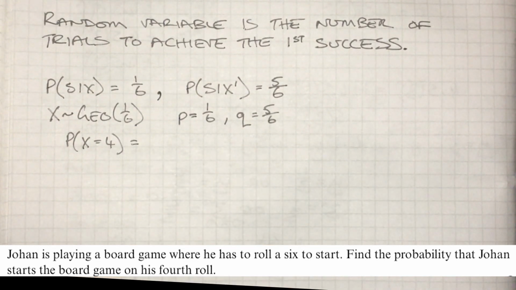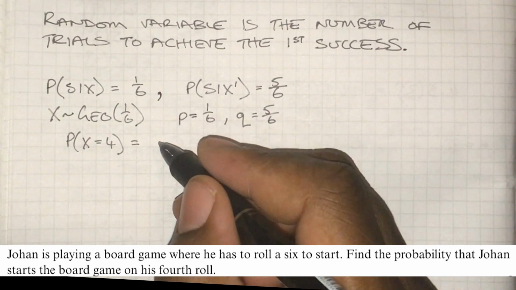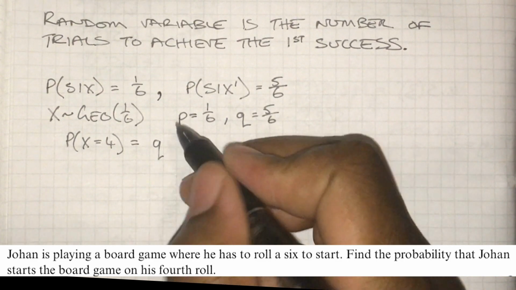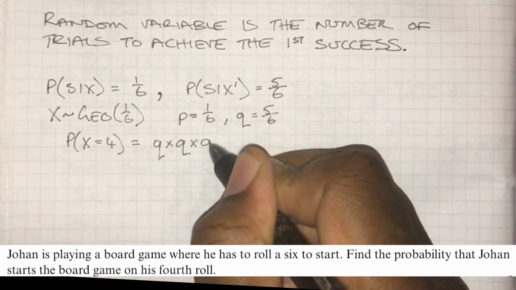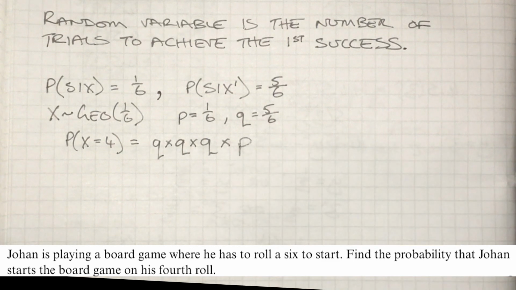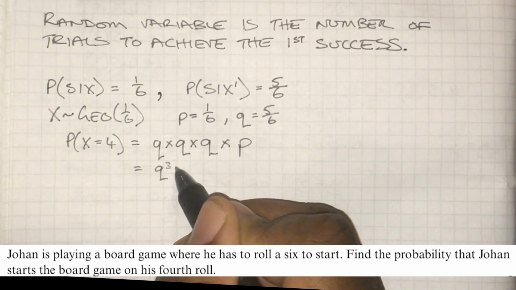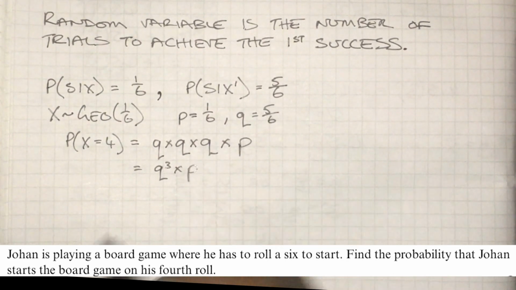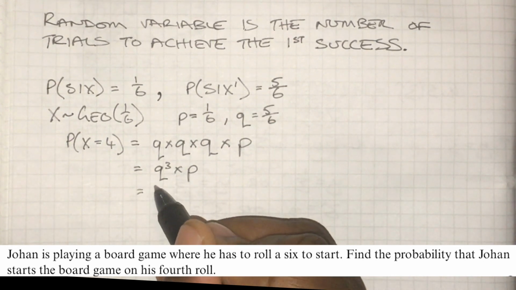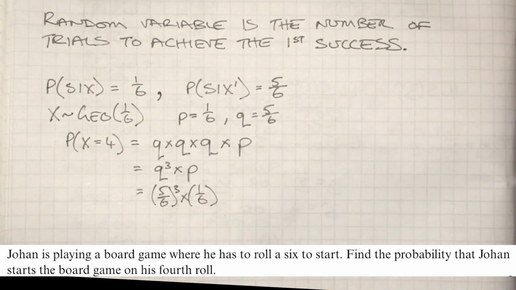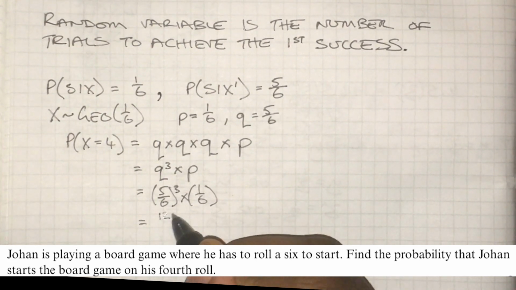So as I said, if it takes 4 rolls before he gets his first success, that means the first 3 attempts, the first 3 rolls, were all failures. So we get Q multiplied by Q multiplied by Q for the 3 failures, and then finally we had a success. Okay, we can tidy this up and substitute those probabilities that we had from earlier: 5 over 6 for Q, 1 over 6 for P, and that leads us to an answer of 0.0965.